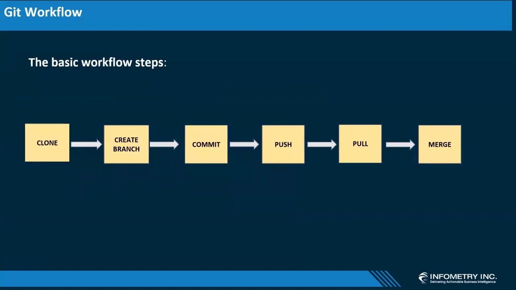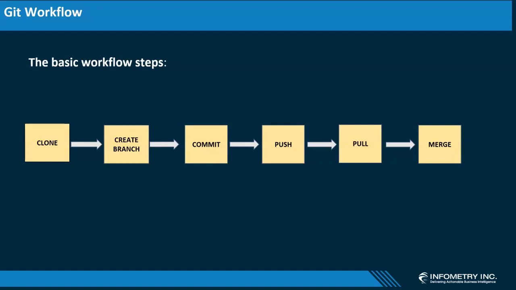Create a branch. To avoid directly modifying the main project, you will want to create a new branch. This is especially important if you are working on a new feature or bug fix. Branching helps keep your changes separated from the main code base. Make changes. Make changes to your code, you can add new features, fix bugs, or improve existing code, all in your isolated branch.